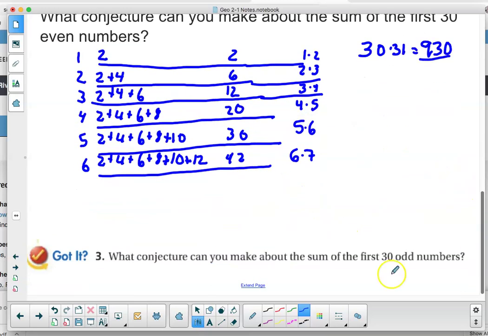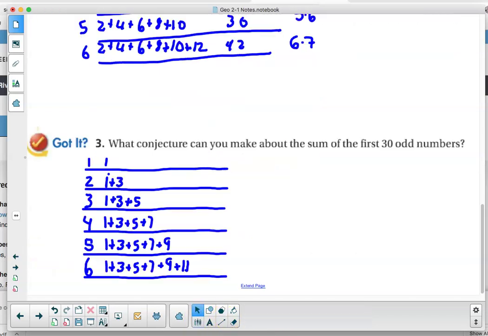Okay? Now, what conjecture can you make about the sum of the first 30 odd numbers? The first 30 odd numbers. Now, notice the grid I made. I would like you to make a grid to have a plan and see what's going on. Okay, give it a try. Shut me off and try it. Okay, welcome back. What conjecture can you make about the sum of the first 30 odd numbers? Well, the first one's 1, right? So the first one is 1. The second one is 4. The third one is 9. The fourth one is 16. The fifth one is 25.